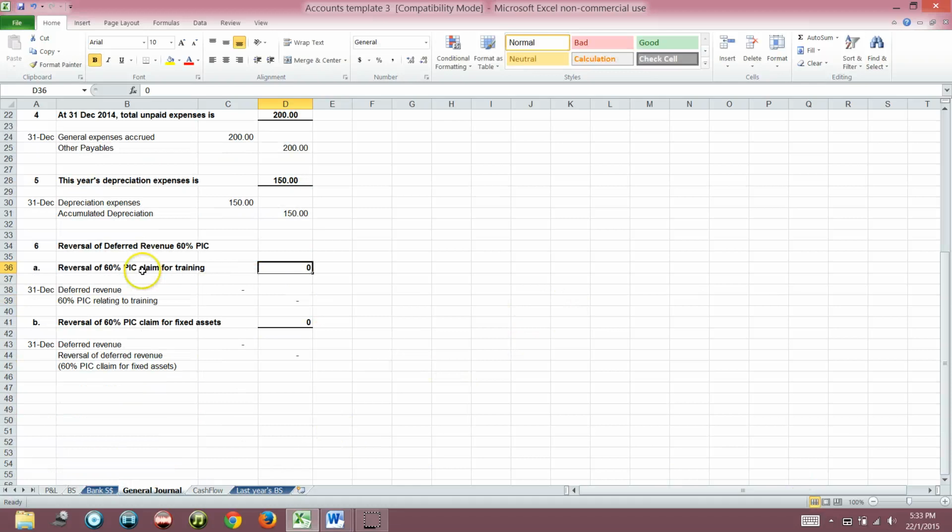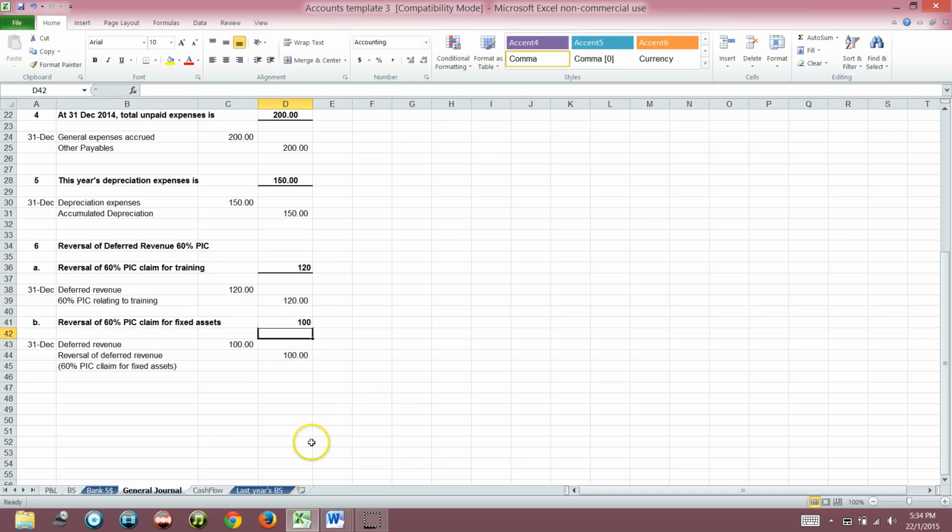So this one, reversal of deferred revenue. Reversal of 60% PIC claim. Normally, for PIC claim for training, the 60% PIC claim for training, it will be amortized during the year. So this figure will represent the 60% PIC claim that you have received during the year. Say it's 120, and then normally the deferred revenue for the PIC claim for fixed asset, normally it is amortized over 3 years. So you calculate your amortization.